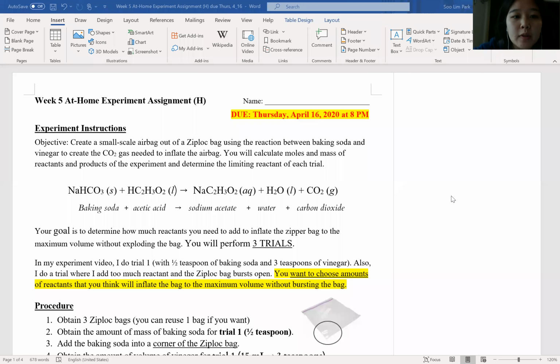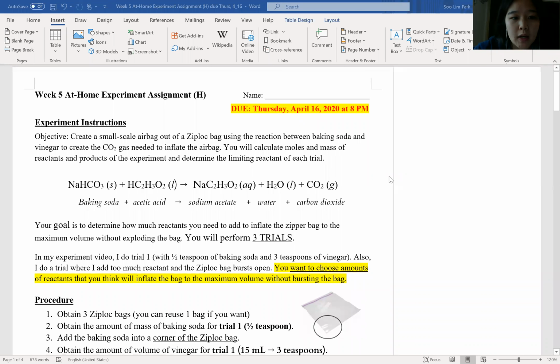Hi, all. I'm going to go over the at-home experiment assignment that is due on Thursday, April 16 at 8 p.m. I actually extended the timeline for that, so it's actually due at 9 p.m. But so I have this Google Doc open right here.